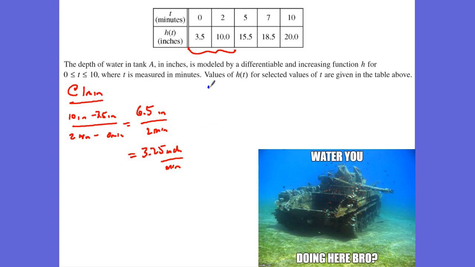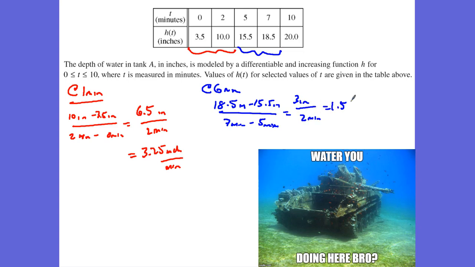Now let's say we wanted to find what's happening at 6 minutes. I'm going to do this interval from 5 to 7. So I have 18.5 inches minus 15.5 inches, over 7 minutes minus 5 minutes. And so we have 18.5 minus 15.5. That ends up becoming 3 inches per 2 minutes, or 1.5 inches per minute.